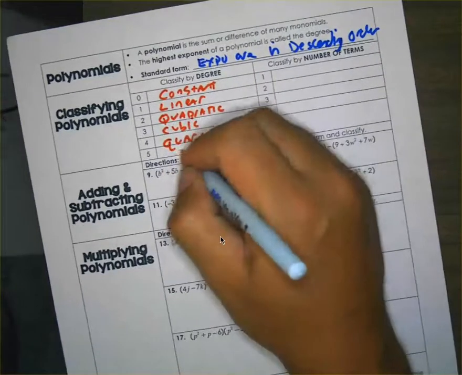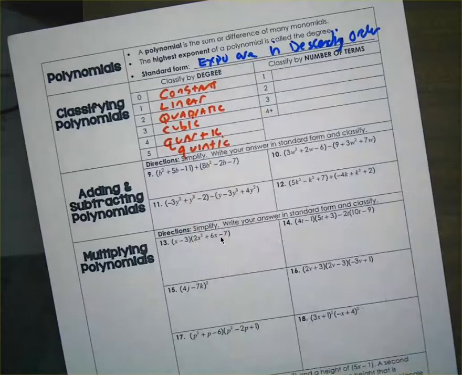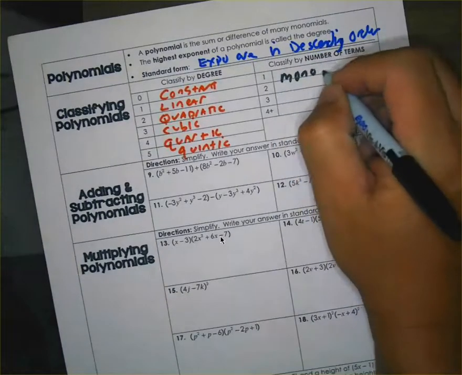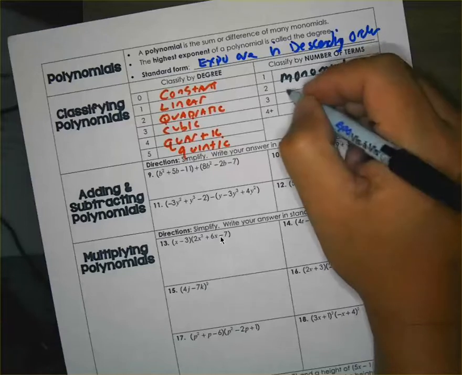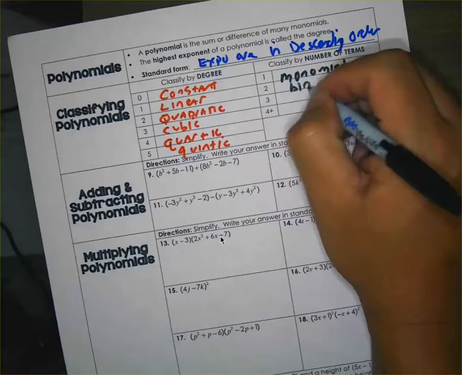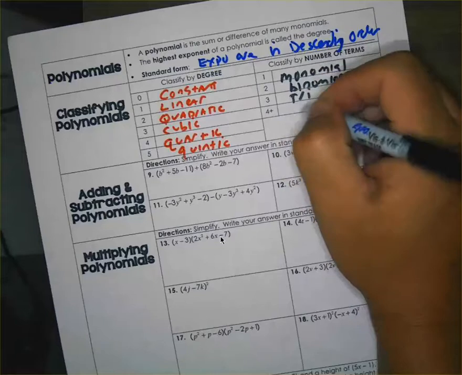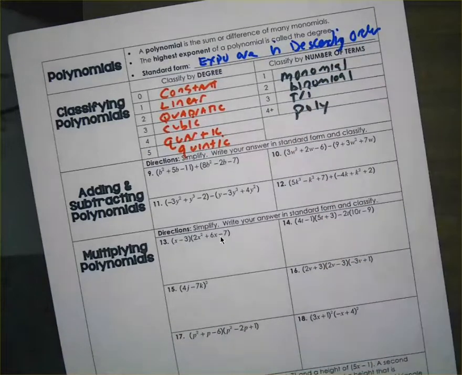Fifth degree is quintic. Anything beyond that is just whatever degree, like the sixth degree, the fifth degree, the eighth degree. A one term polynomial we said is a monomial, so we already said that. A two term is a binomial. Three term is a trinomial. And a fourth term and beyond is just a polynomial, if that makes sense.